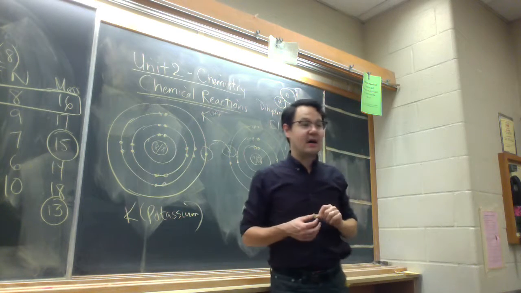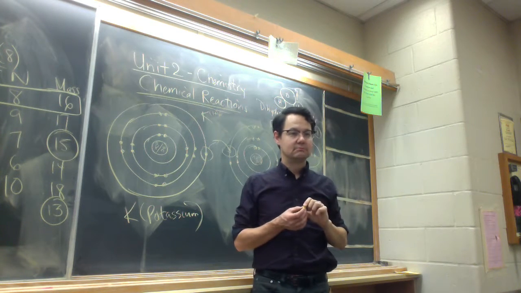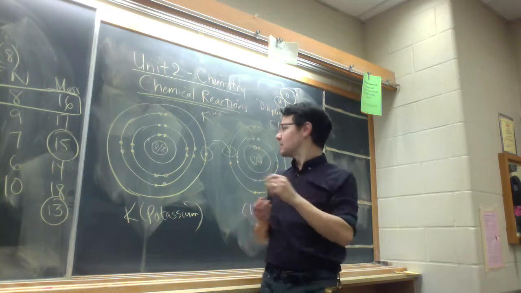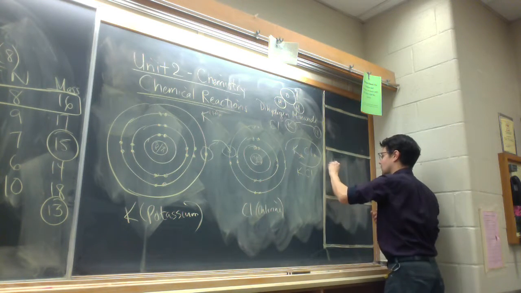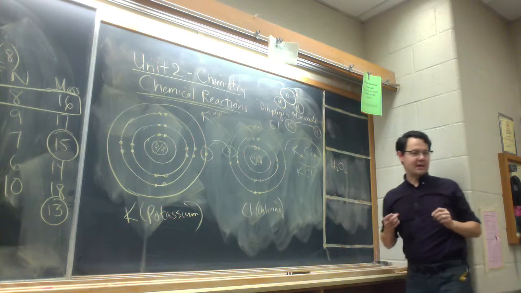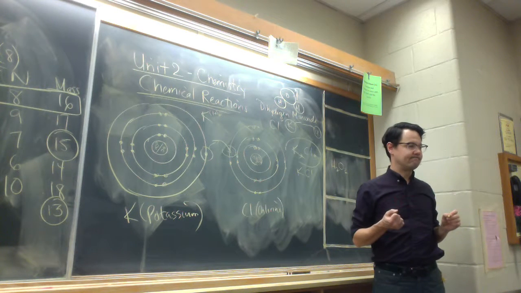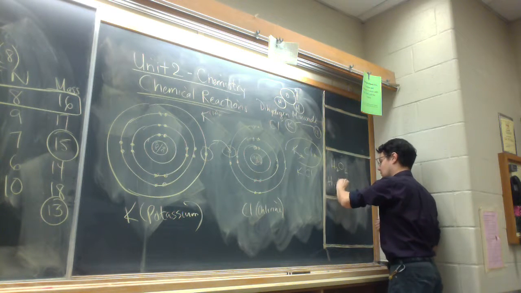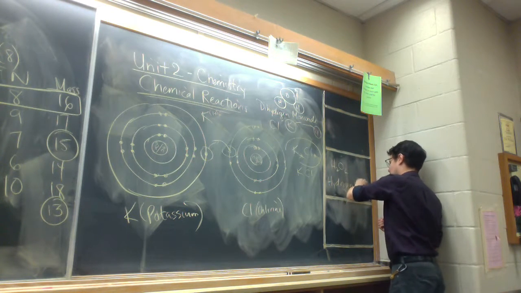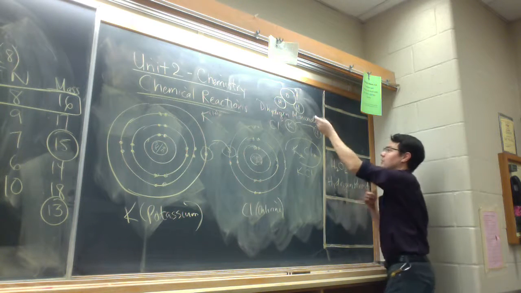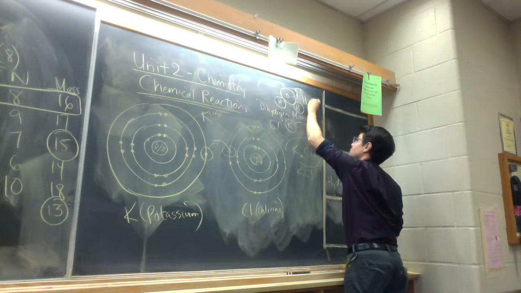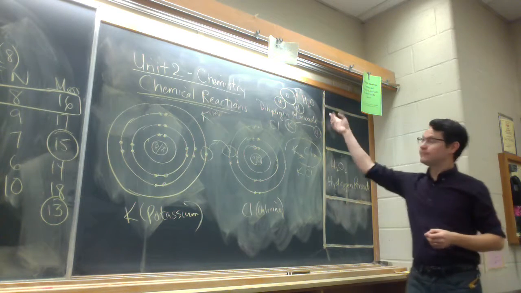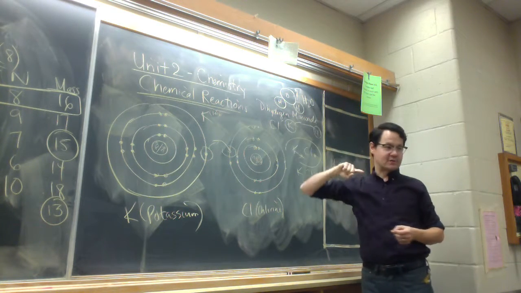There is dihydrogen dioxide. Anybody know what that's called? Dihydrogen dioxide. It's hydrogen. The chemical formula would be H2O. Why? Two hydrogens and one oxygen.